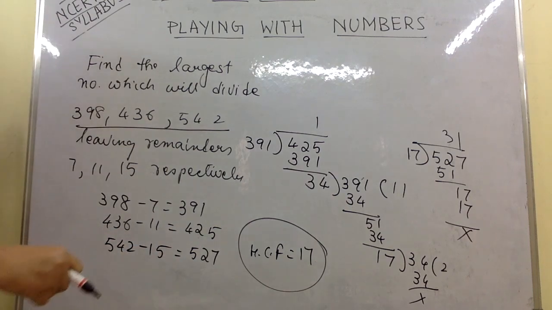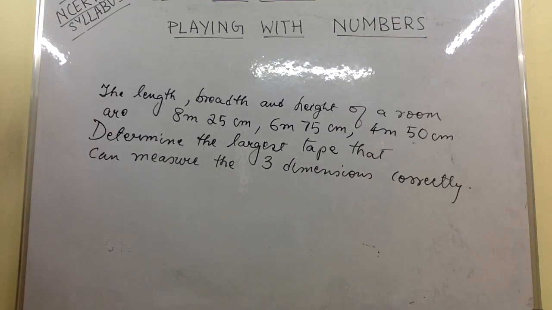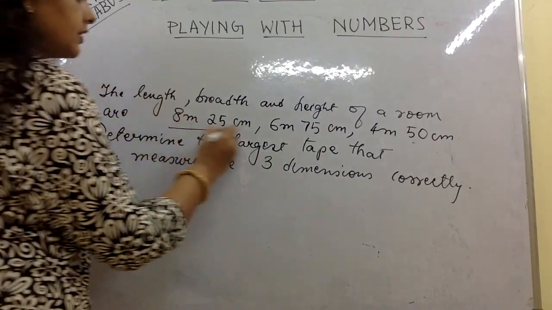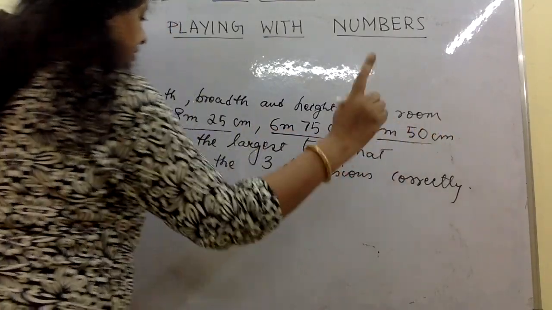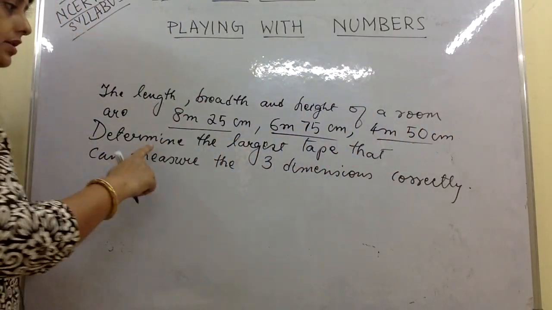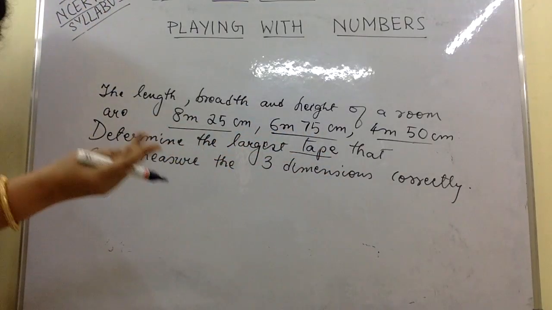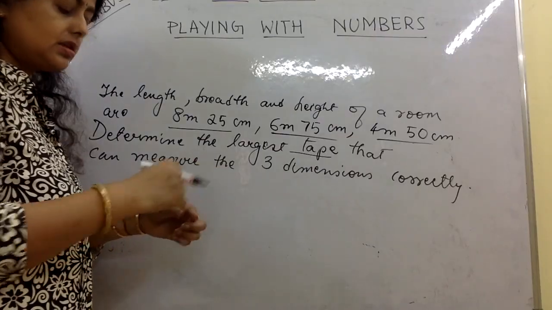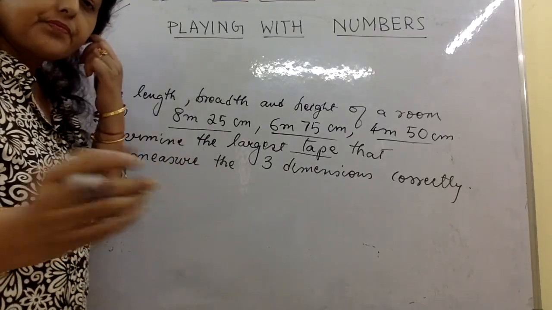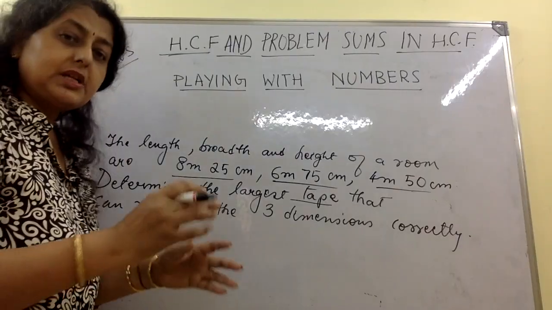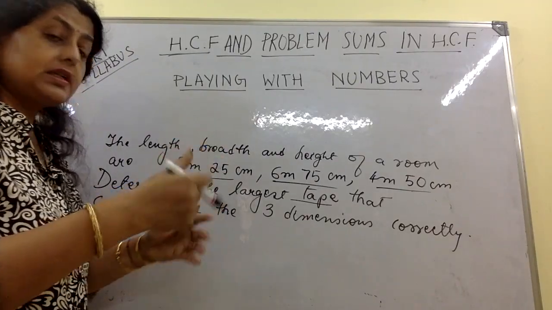Okay. So the length, breadth and height of a room are given. See, it's given in meter and centimeter. You have to be very careful in this. Determine the largest tape. You know, this is what? Tape means what? Measuring tape. You must be having one in home, no? That is, or sometimes people who do, they construct buildings, they will also have one.